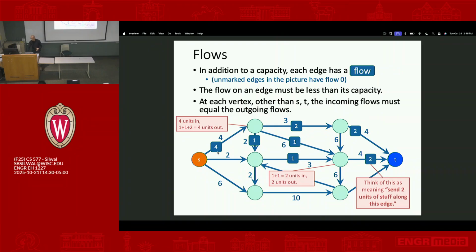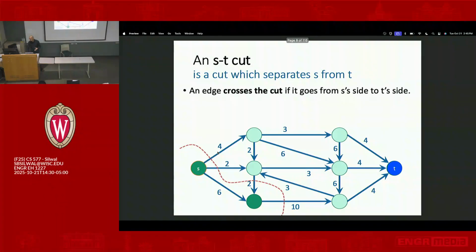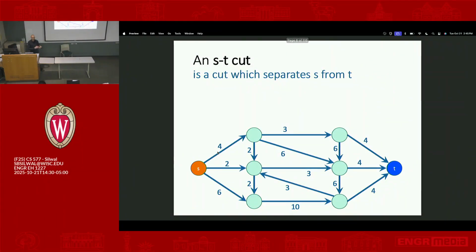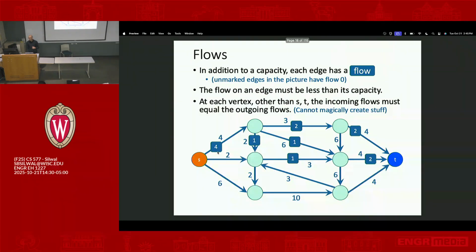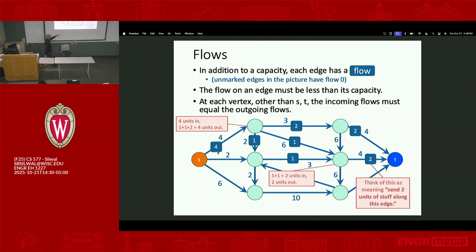Let me start from the beginning. This is what you're given: a graph where every edge has a capacity. A flow is just a way to send stuff from S to T while respecting the following constraints. One constraint is that you can never send more stuff than the capacity of an edge. For instance, right here, the maximum amount of stuff you can send on this edge is 4, and you're actually sending 4.